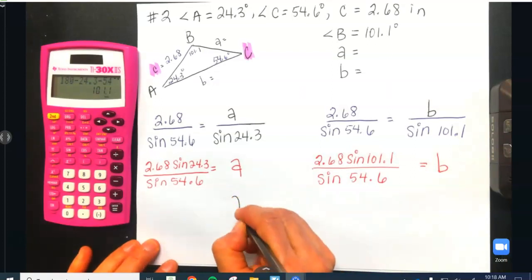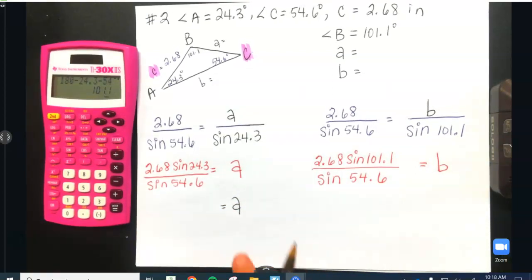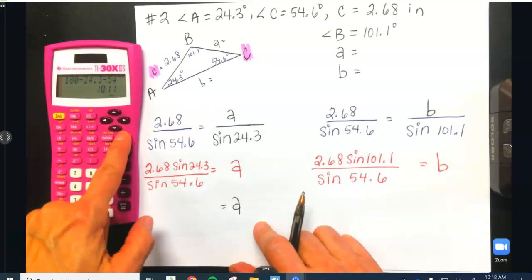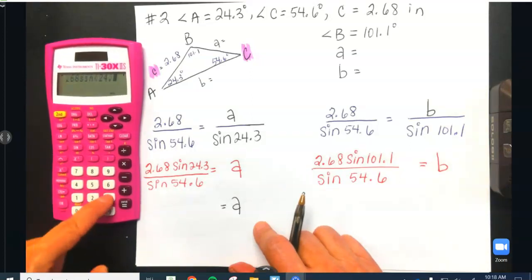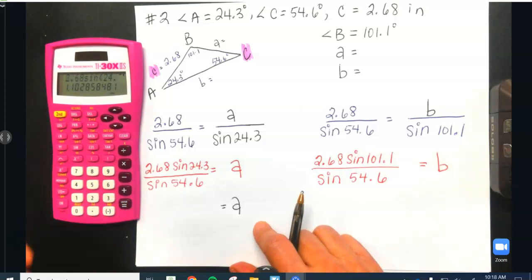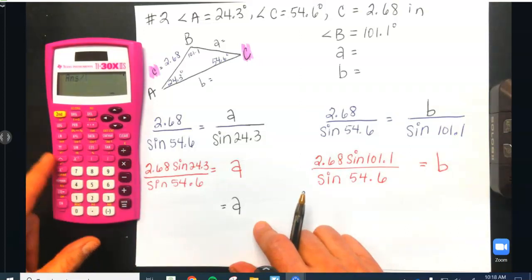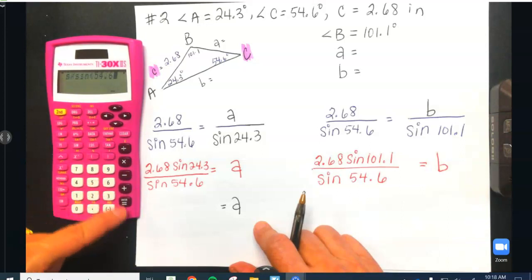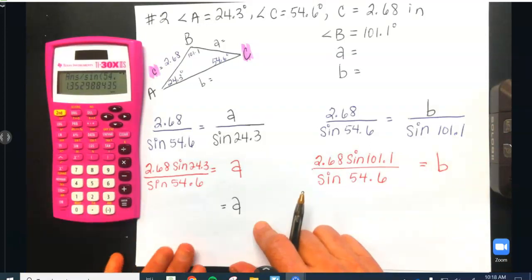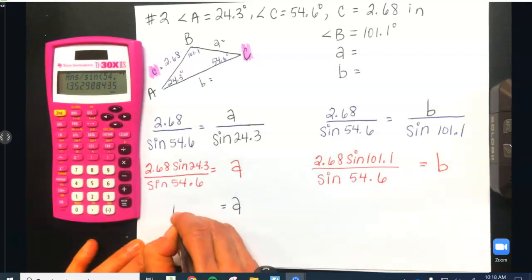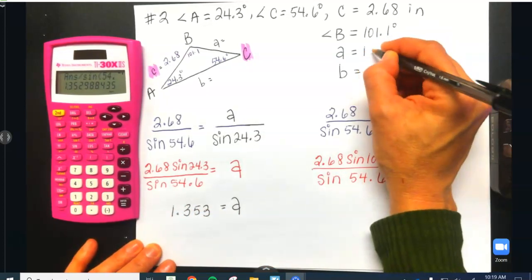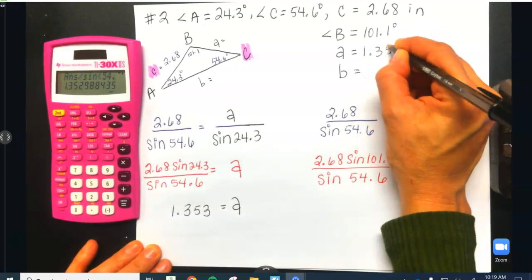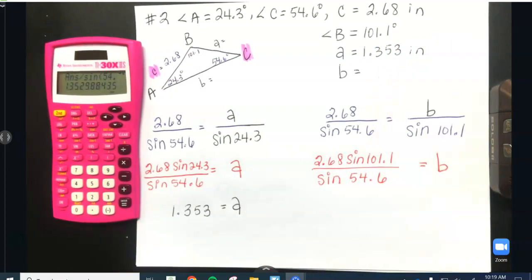Okay, now the calculator works. So let me go back to leg A. I'm just going to type this in just like that, y'all. So 2.68 sine 24.3, enter, then divide sine of 54.6. And it's a small number, guys. So it's 1.353. So I'm going to go ahead and put that in my little template I set up at the beginning. Remember, it's in inches.